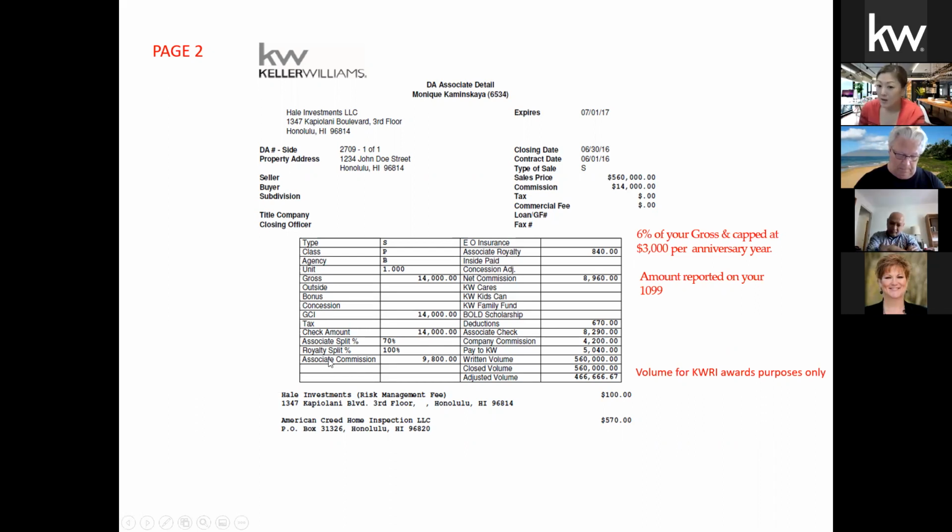So if you go down after pay to KW, there's written volume. So the written volume is the sales price that your transaction closed with, which is 560,000. Closed sales volume, same thing, right? Adjusted volume may or may not be different. The adjusted volume is a formula for KW or RI awards purposes only. And we'll go further into detail on that formula a few slides down.